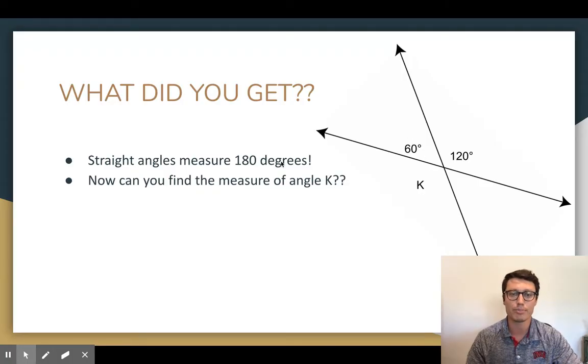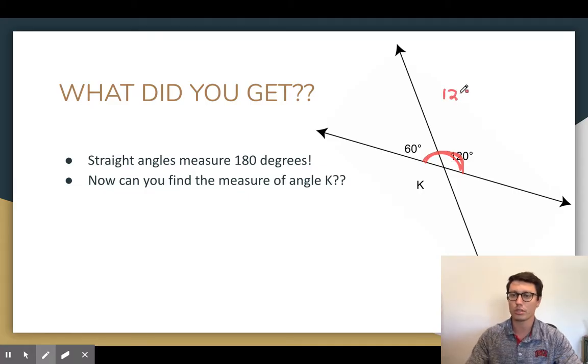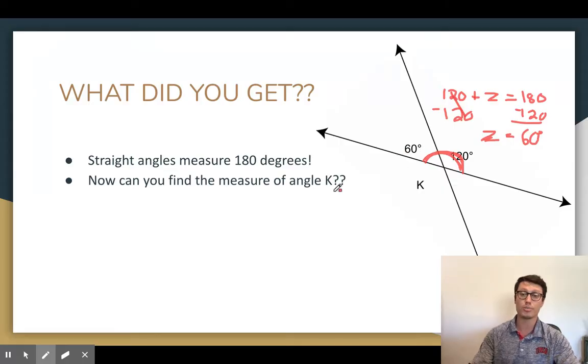Know that straight angles measure 180 degrees. So if this was one angle, we know that this entire thing is 180 degrees. And if this is 120, we know that 120 plus whatever angle Z was had to add up to equal 180. If we're solving for Z, this is where our algebra skills come into play. To get rid of positive 120, we would subtract 120. Those cancel out, and we would get that Z equals 180 minus 120, which is 60. So we know that this angle that used to be angle Z should measure 60 degrees.